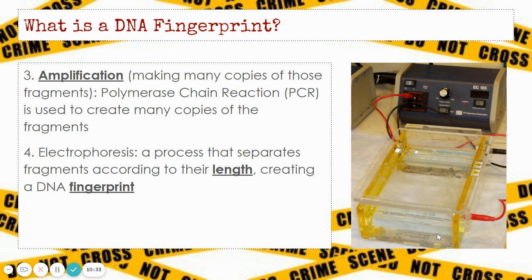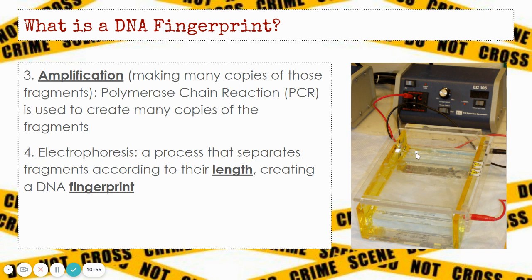Next, we're going to do a step called amplification. This is basically making many copies of those fragments that we just created. So again, we're going to use PCR, polymerase chain reaction, to create many copies of those fragments. Then electrophoresis is the process that separates those fragments according to their length and ultimately creates our DNA fingerprint. So this is what that looks like.